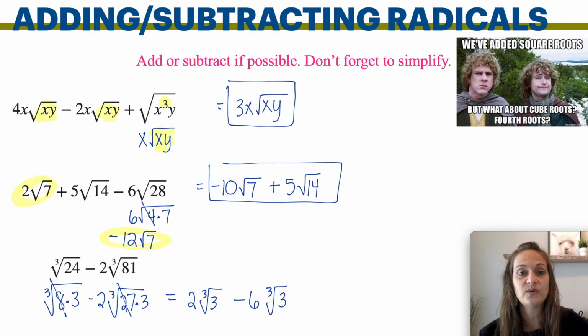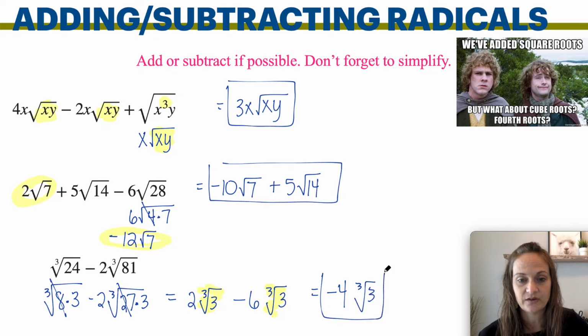Now that you have the same cube root and the same radicand, you can combine the coefficients. So 2 and a negative 6 will give me a negative 4 cube root of 3 for your final answer.